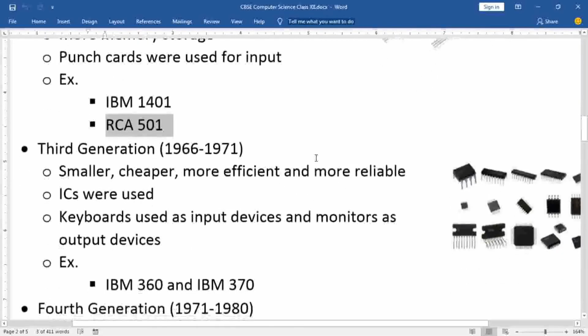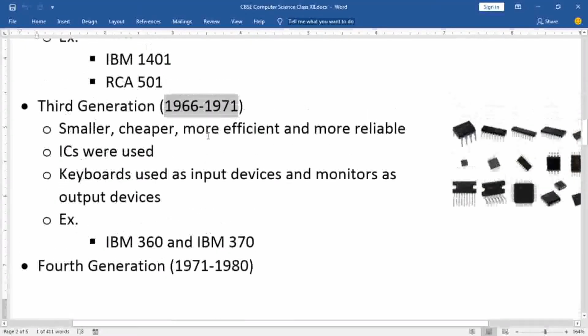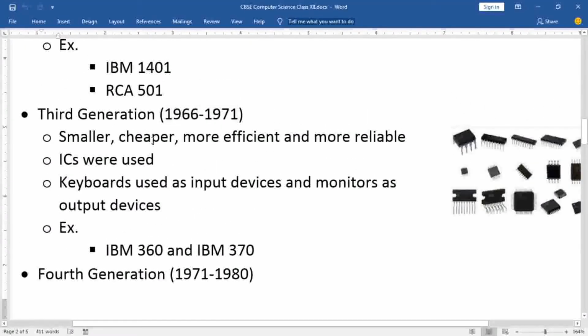Third generation computers. The duration was 1966 to 1971. They were smaller, cheaper, more efficient and more reliable than first and second generation computers.